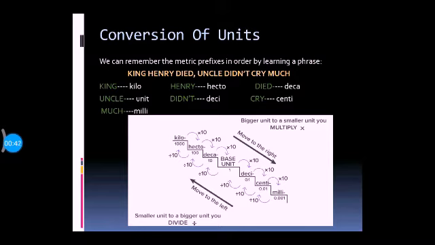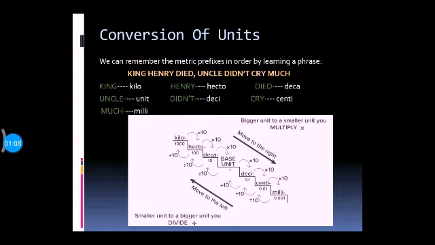In units of weight also we have kilogram, hectogram, decagram. Here the base unit will be grams. Then decigram, centigram and milligram, right? Kilogram is the biggest unit because it is at the top of the ladder, and milligram will be the smallest unit because it is at the bottom of the ladder.